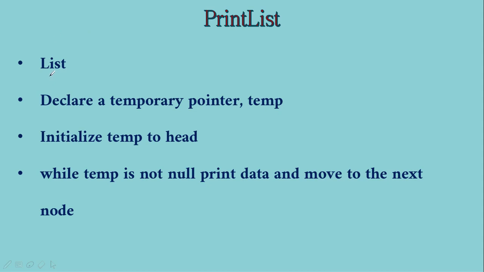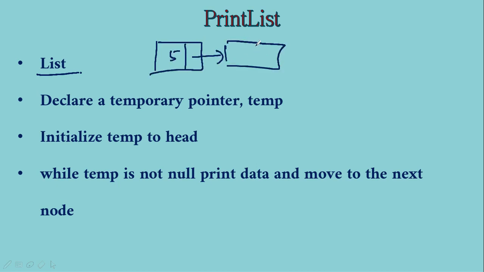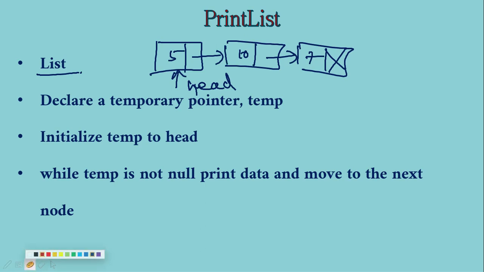Actually the argument that we should pass for this is the list which should be printed. Let us assume that there are few values in the list. There are 3 values and head is storing the address of the first node. Now how will we print it? You should print the value that is stored in the first node and then you have to move to the next node and then you have to print it.